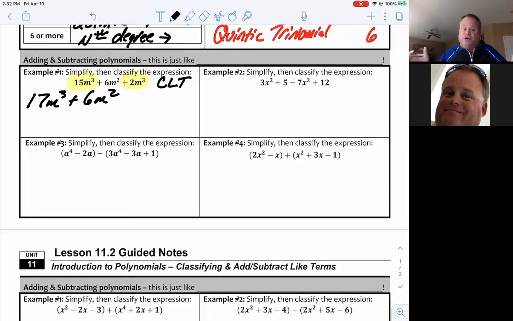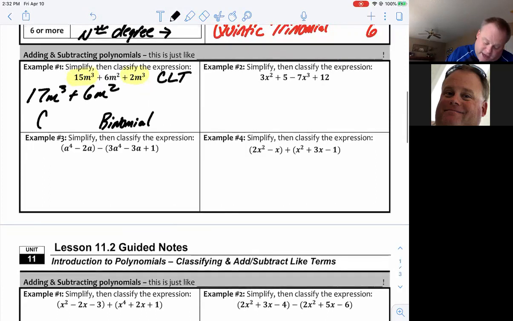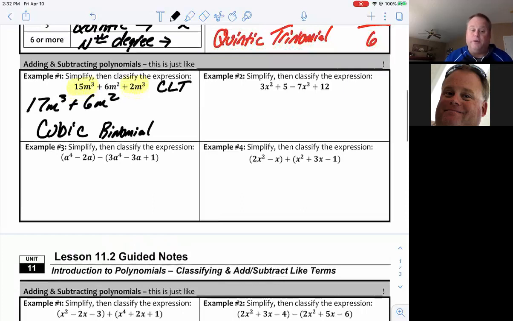I combined like terms. Now it wants me to classify the expression. In this case, I know that there are 2 terms, so it's called a binomial. And then what is its highest power? Well, its highest power is 3, so this is going to be a cubic binomial. And in this case, my leading coefficient is going to be 17.